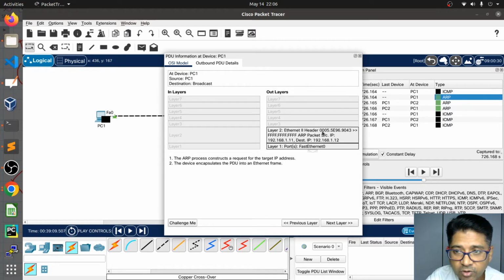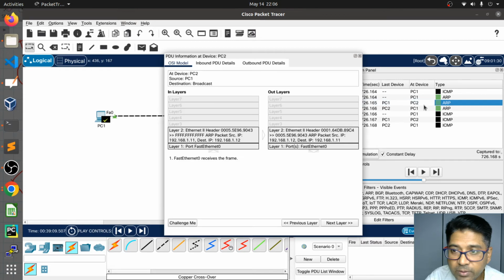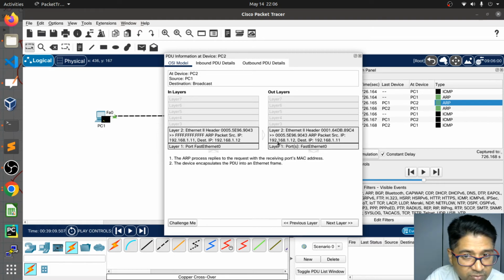Now it reached PC2. PC2 says, oh, you are looking for the MAC address of 1.12, my IP address? I know that MAC address. And instead of FFF, it answered that ARP request with its own MAC address. Okay, the MAC.